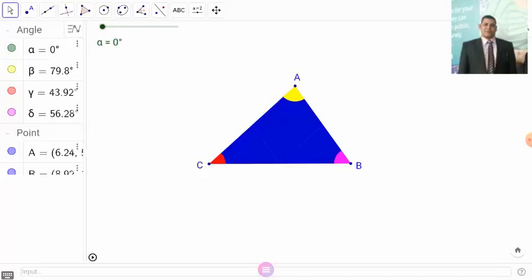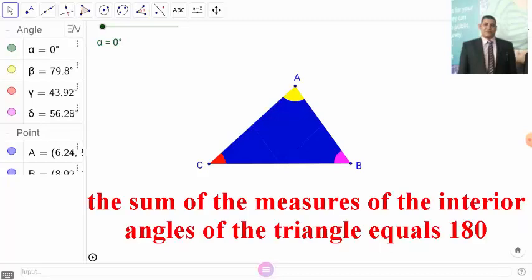First, have you ever asked yourself why the sum of measures of the interior angles of any triangle equals 180? Imagine that you can cut the three angles of the triangle and put them together on a straight line. The angles make a straight angle, and we all know that the measure of the straight angle equals 180.